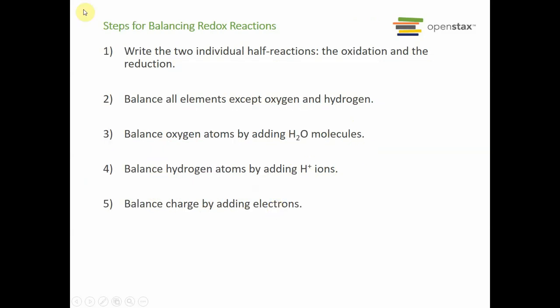One very useful approach to balance these types of redox reactions is to use the half reaction method. Steps for balancing redox reactions. Write the two individual half reactions, the oxidation and reduction. Balance all the elements except for hydrogen and oxygen. Then oxygen and hydrogen. Balance the oxygen atoms by adding H2O molecules on the other side. Balance the hydrogen atoms by adding hydrogen ions on the other side. Balance charge by adding electrons.